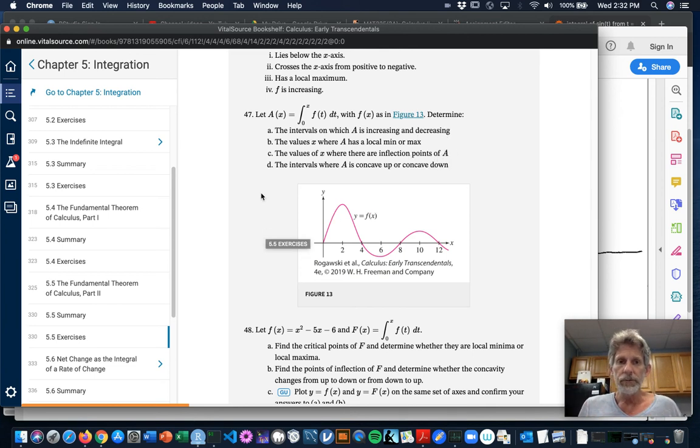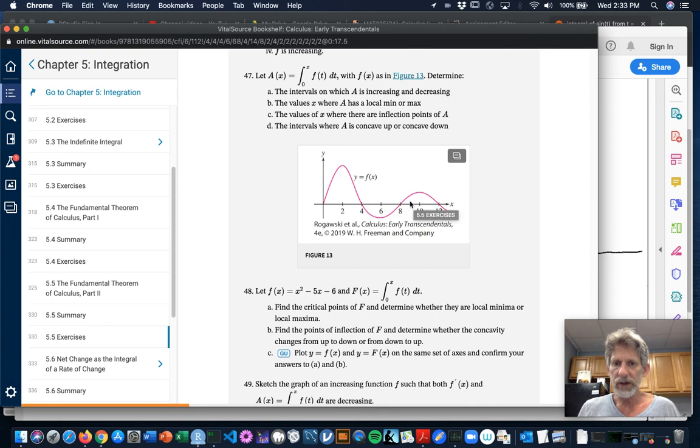Well, you don't have to work too hard, because the derivative of capital A of x is little f of x by the fundamental theorem of calculus, part 2. And here we are looking at a graph of the derivative. So we can tell that as x goes from 0 to 4, the derivative is positive. It lies above the axis. So capital A is increasing on 0 to 4. It's also increasing on 8 to 12 because its derivative is positive there. It's decreasing from 4 to 8 because its derivative is negative there.